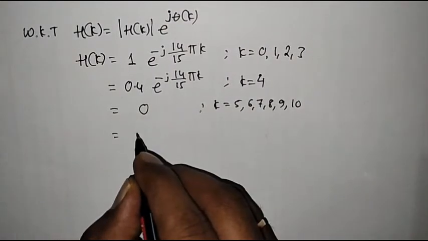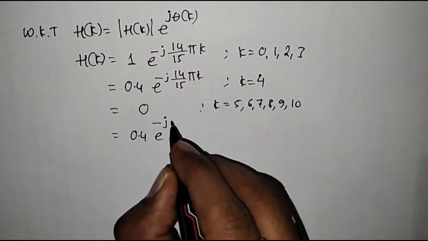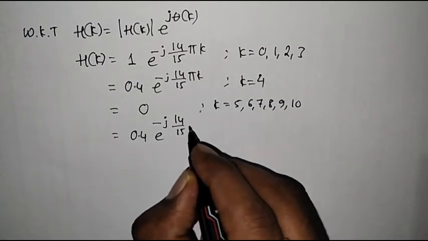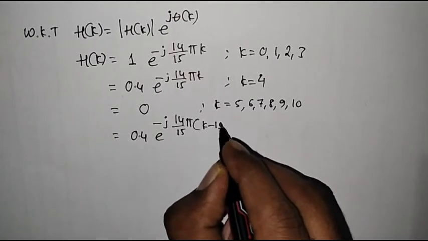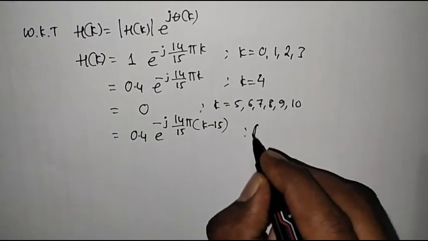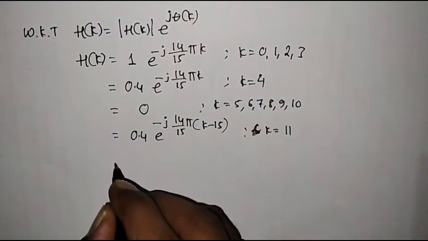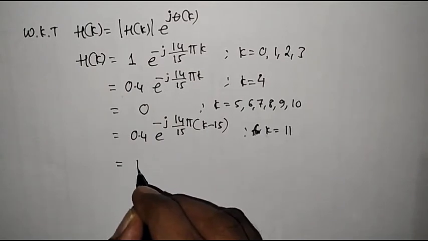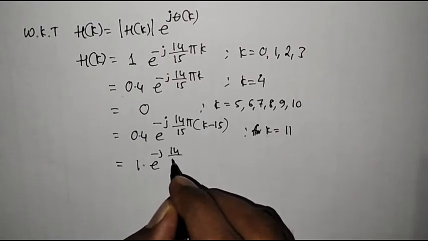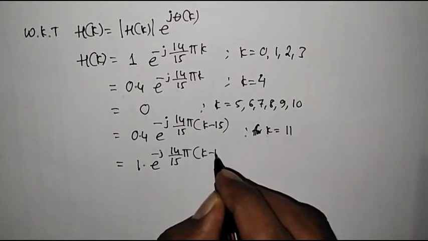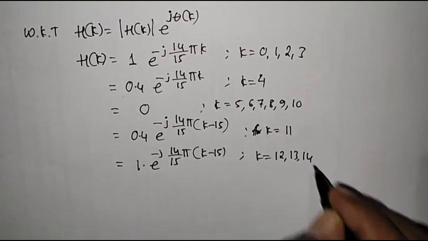And its value is 0.4 e power minus j 14 by 15 pi in bracket k minus 15 for k is equal to 11, and its value is 1 for k is equal to 12, 13 and 14.